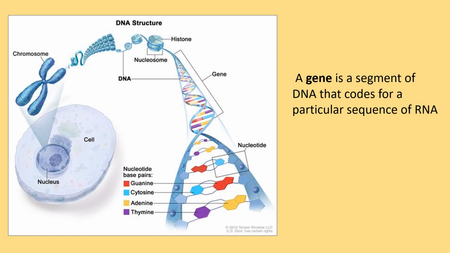It's coiled around proteins called histones. And if we uncoil a section of that DNA, and if we use that section to make a molecule of messenger RNA, that section of DNA is called a gene. That gene codes for a particular molecule of messenger RNA.